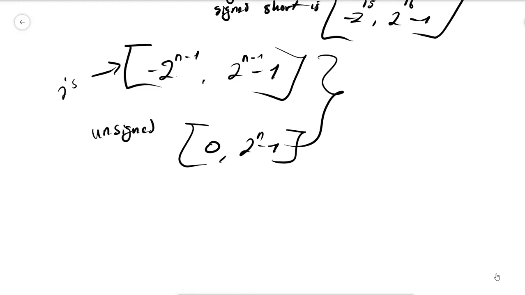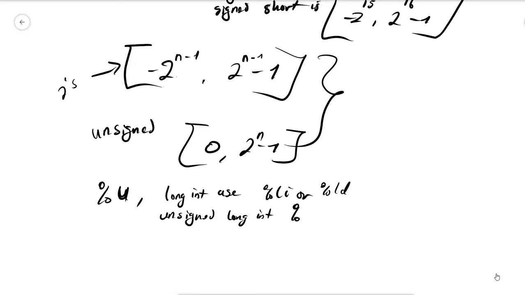Let us move forward to understand how these various types are formatted using the printf function. For example, if you want to print an unsigned integer, you use the specifier %u. If you want to print a value of type long integer, you use %li or %ld. For an unsigned long int, you can use %lu. This u here means unsigned. For a long long int, you put %lli. If it's for an unsigned long long int, you put %llu.